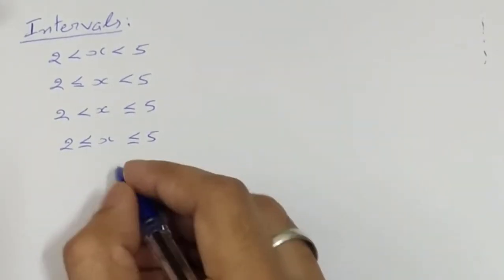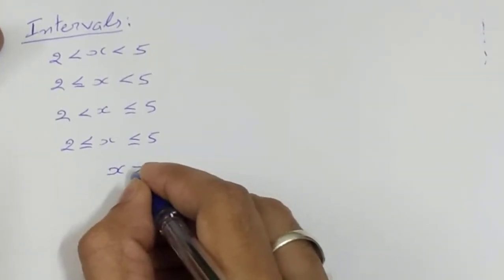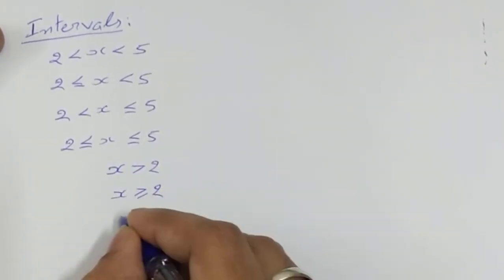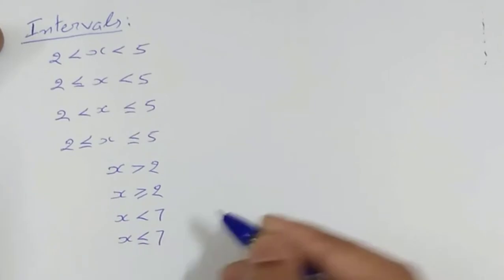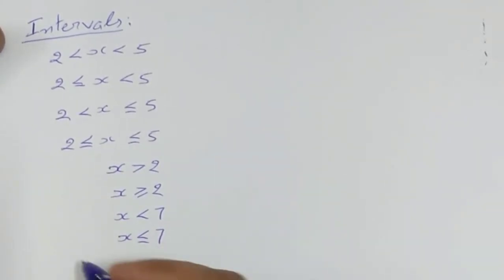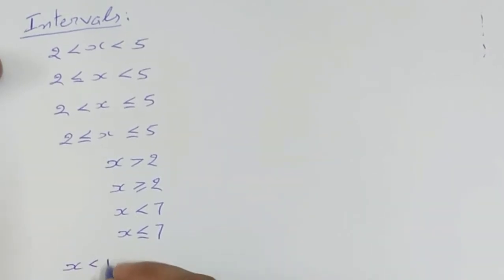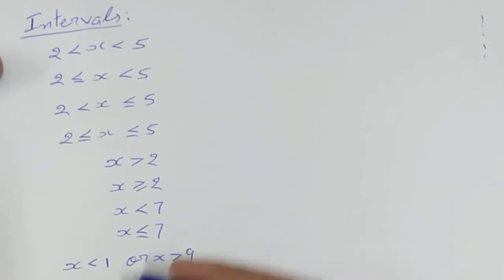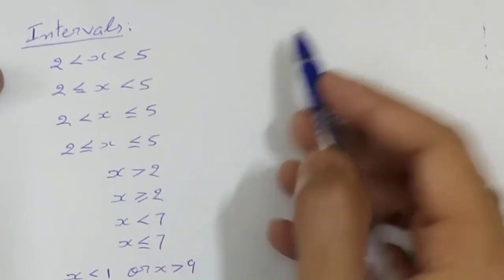some more possibilities, the inequalities could be of the type, say, x greater than 2, or x greater than or equal to 2, x less than 7, x less than or equal to 7, x less than 1, or x greater than, say, 9. So there are some possibilities of the answers, and the corresponding interval form for this is.